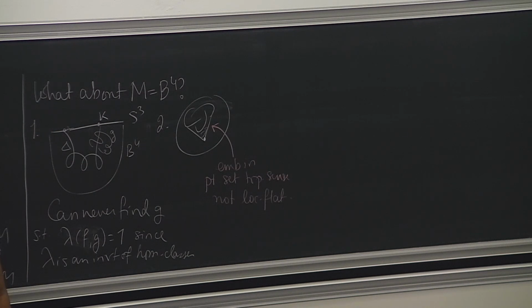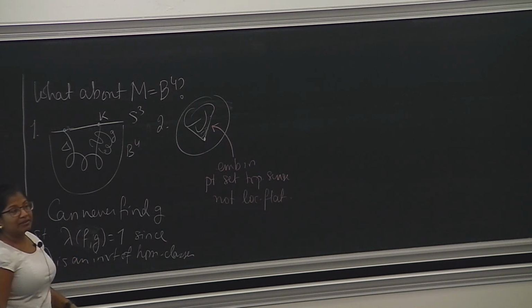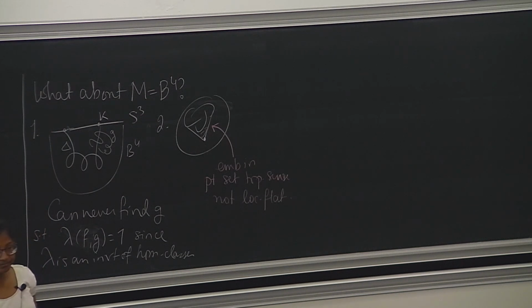Is this helping? How are you all doing? It's like good, bad, happy, sad? Yes? That's right. So I mean, there are spheres in B4. They'll just always intersect algebraically trivially. Okay.